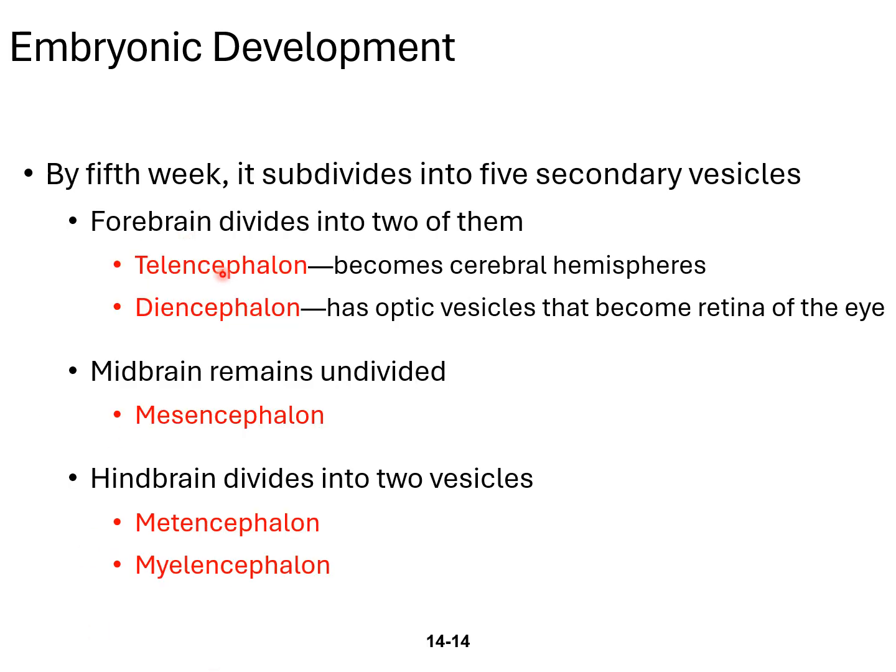Forebrain, the telencephalon, and the diencephalon. If you remember, the diencephalon is part of the brainstem. The telencephalon becomes the cerebral hemispheres. The telencephalon is very important because without the cerebral hemispheres, you don't have the left and the right cerebral hemispheres. You don't have a lot of processing of anything. The diencephalon, optic vesicles that become the retina of the eye. That's very important because you won't have vision. Midbrain becomes undivided, just becomes the mesencephalon. In the hindbrain, metencephalon and myelencephalon.